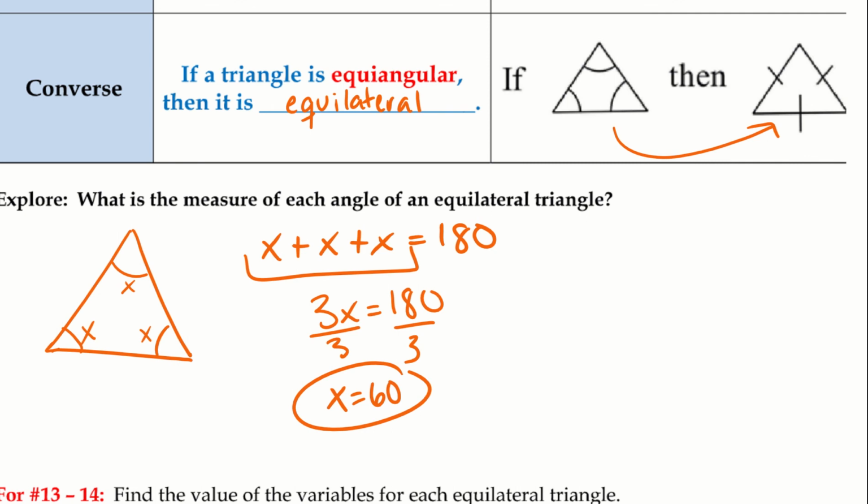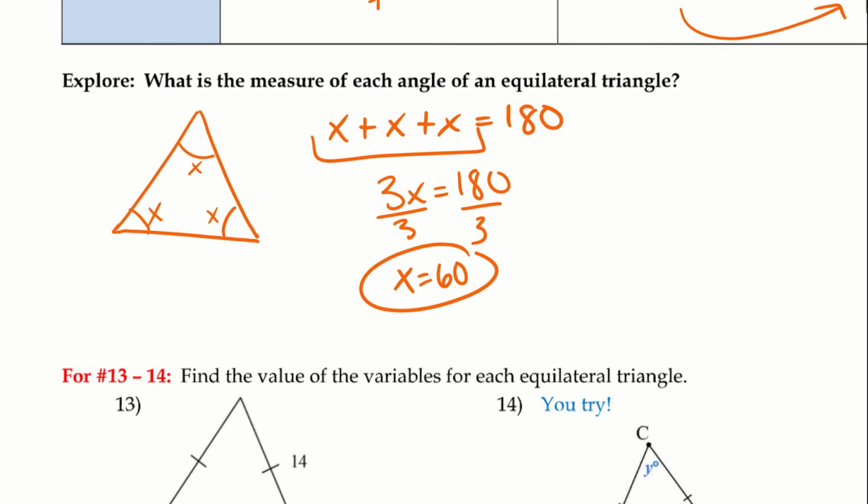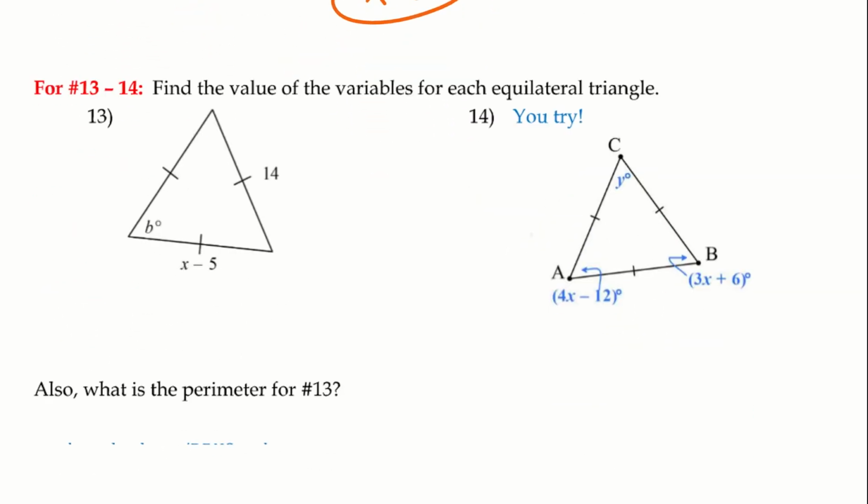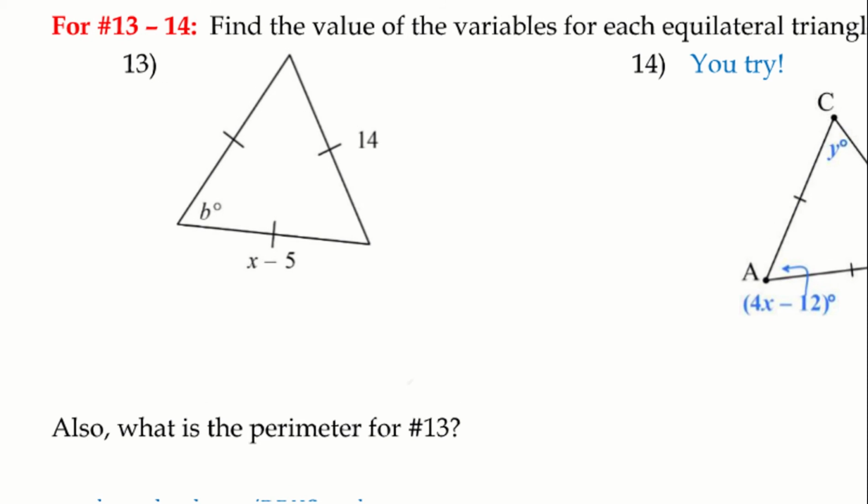So that means each angle is 60 degrees. So when we're looking at these and we just have one angle, we don't have another angle, we're trying to find a third angle, we could still find it because in equilateral triangles, every single angle is the same, and that same is 60 degrees. Okay, so 13 also wants us to find the perimeter.